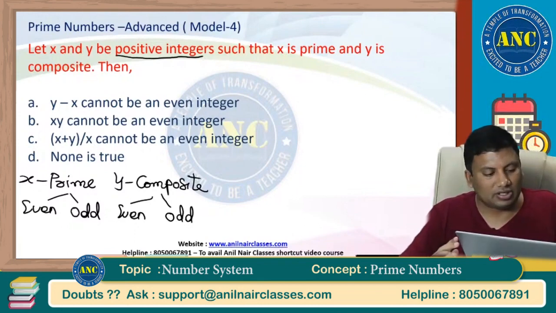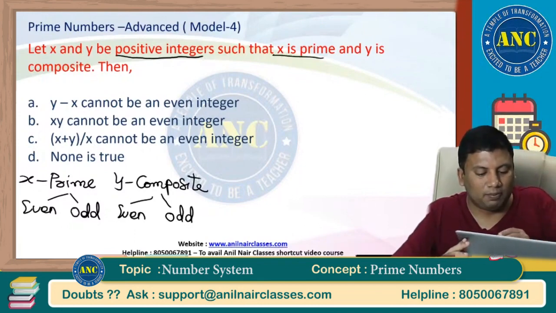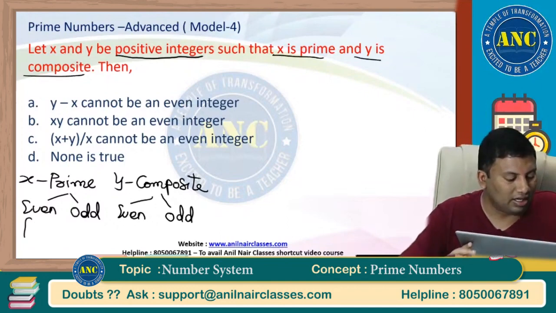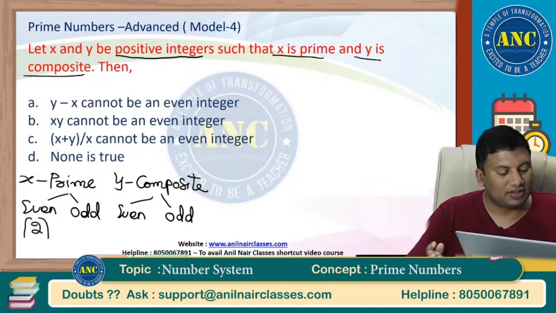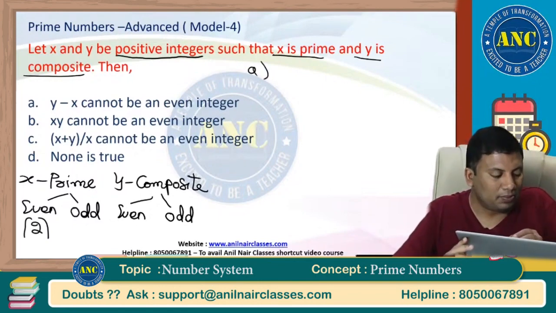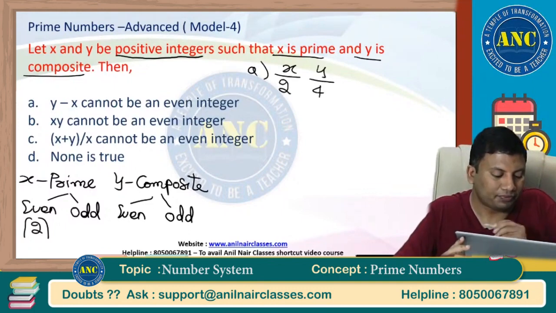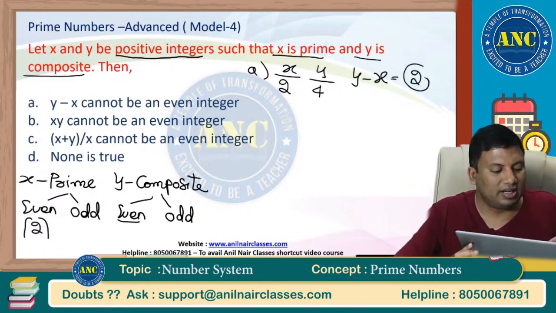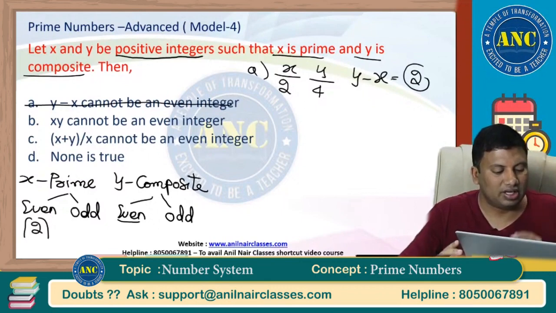Now, first case, x is prime, y is composite, so I divided into even and odd. Even, it has to be 2. The first case, y minus x cannot be an even integer. Suppose I take x as 2, y as 4, both even numbers. Y minus x, 4 minus 2, is 2, an even integer. This is a false statement.